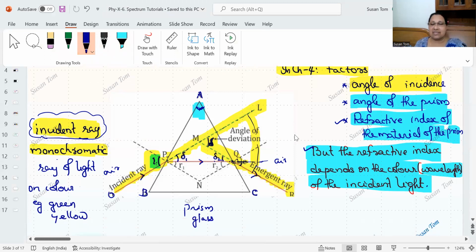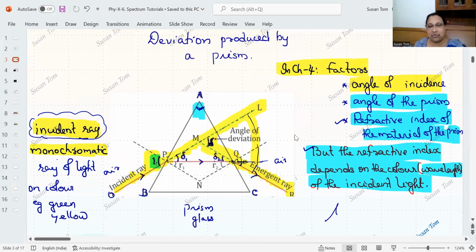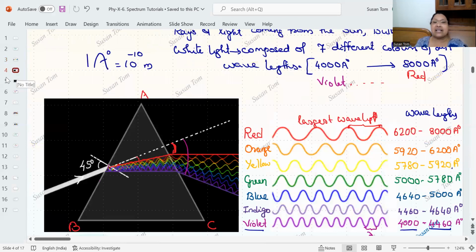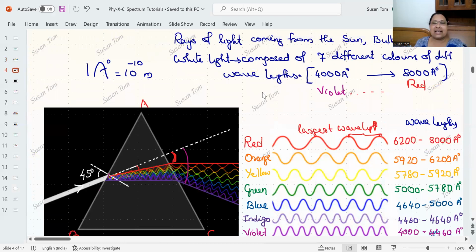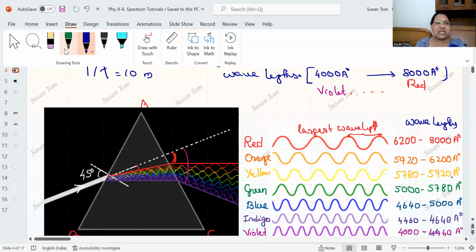Anyone knows? The refractive index mu for violet is more than the refractive index of red. That is why, when a ray of light, that means in dispersion, that time itself I had shown this diagram, the deviation produced by violet color is more than that of red color. Deviation produced, because here the angles are mentioned.